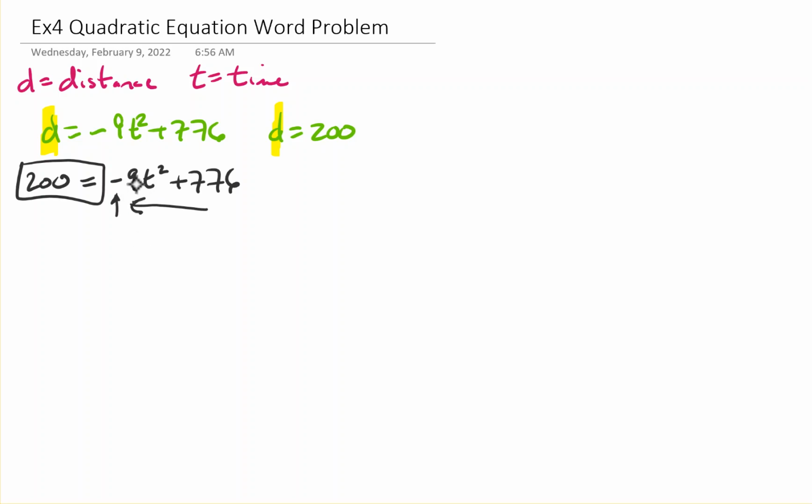So I'm going to get this negative 9t squared and move it over here to this side as a positive 9t squared. Then I'm going to take that 776 and move it over to the other side. Take it away from 200, and I'm going to get negative 576, and it all equals 0. Voila! I got what I want. I got equals 0. Oh, by the way, this is not how they're working it in the... Actually, yeah, it kind of is.